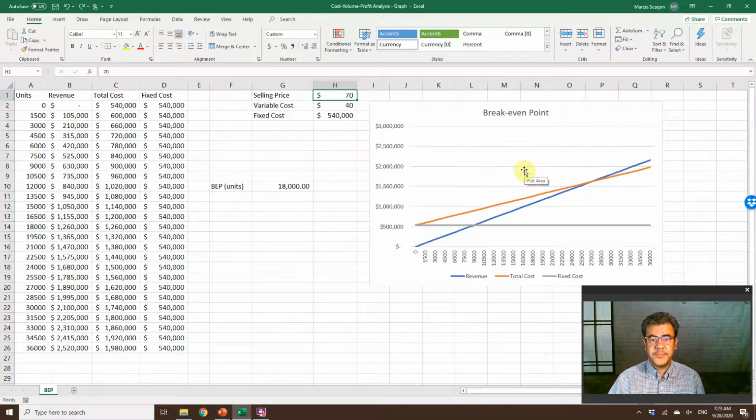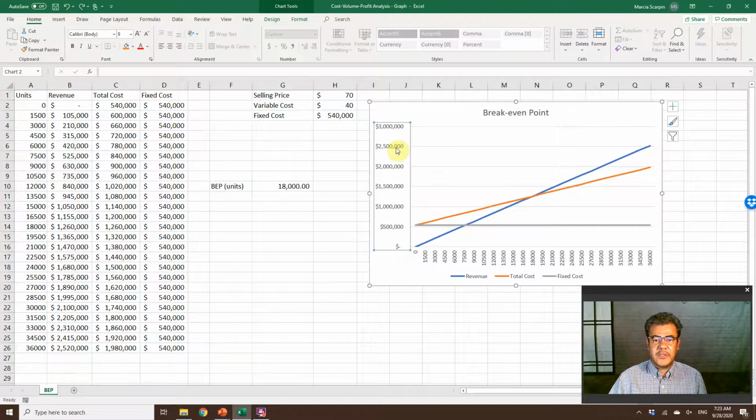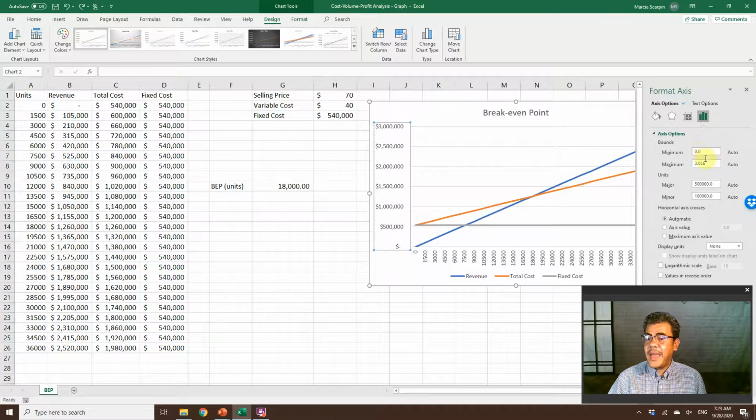So how do we fix it? Click here on the y-axis. Double click now. And here, maximum, minimum, auto, maximum 3 million, auto. So we need to change this auto here. We want this number to be 3 million all the time. So 3 million. Press tab or click on any other place. And now it is fixed. So it will not change.